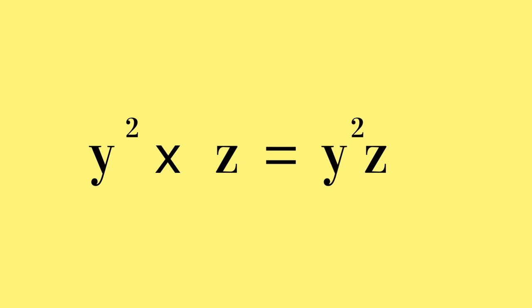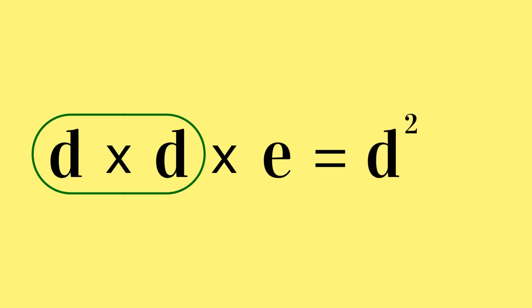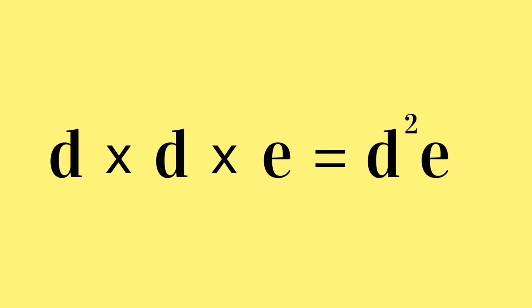Another example of this would be if we had d multiplied by d multiplied by e. Here we can see that we have 2 d's multiplied together. A d multiplied by itself is d squared. Then this has been multiplied by e, so we have d squared e. As all of these variables are multiplied together, you would get the same answer even if the variables were written in a different order.